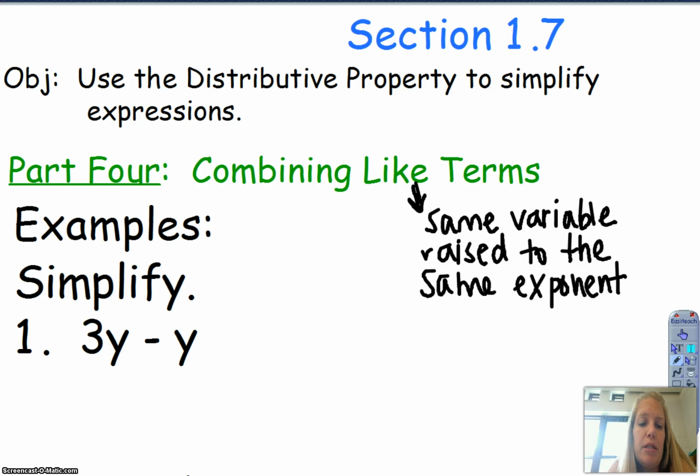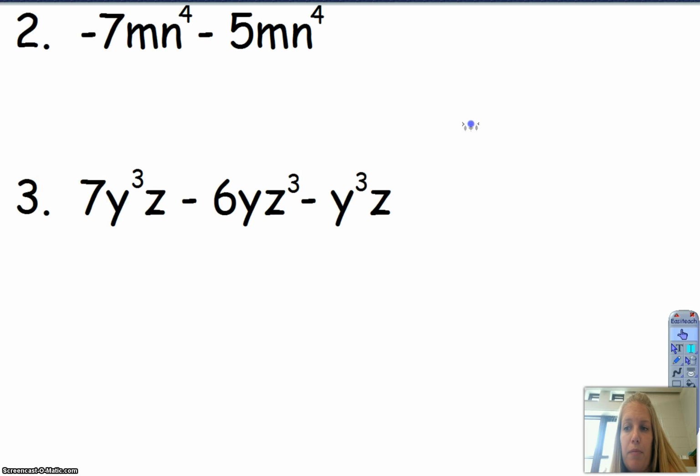Okay, so here, this one's easy enough. They both are y's. They don't have an exponent to them. So you can think of this as 3 yo-yos minus 1 yo-yo. All right, so 3y minus 1y, because there's a 1 there that we don't write, would be 2y's, or 2 yo-yos, okay? And you keep the y, the variable does not change. You just change their coefficients, the number in front.